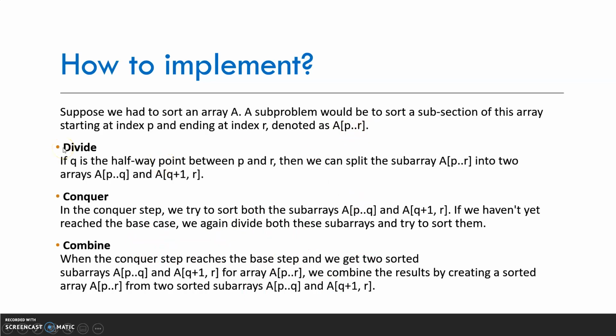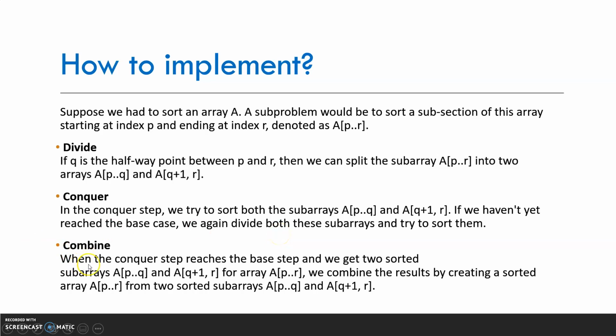So in the divide step, if Q is the halfway point between P and R, which is the first and last index of the array, then we can split the subarray A into two halves. Let's say two subarrays are A from P to Q, and the other one is Q plus 1 to R. So in the conquer step, we try to sort both the subarrays, and if we have not yet reached the base case, we again divide both these subarrays and try to sort them.